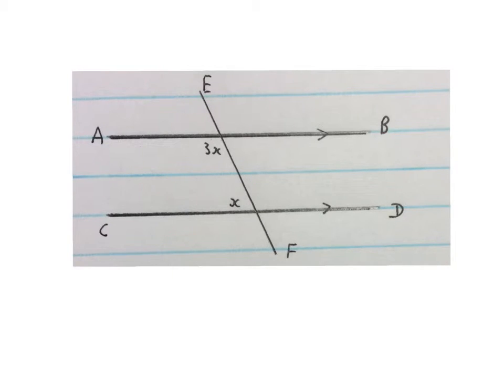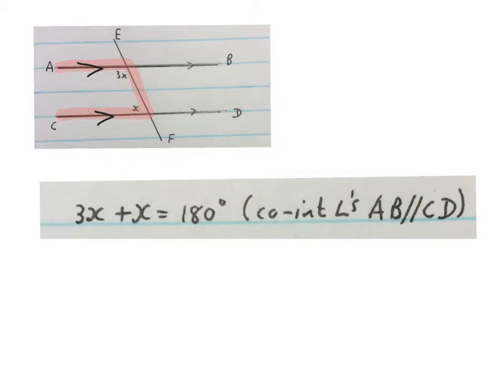These two lines are indicated to be parallel. That means that these two angles over here are co-interior and add up to 180 degrees. So we write 3x plus x equals 180 degrees. Co-interior angles, AB parallel to CD. Because these two lines are parallel, the co-interior angles in this N shape add up to 180 degrees.